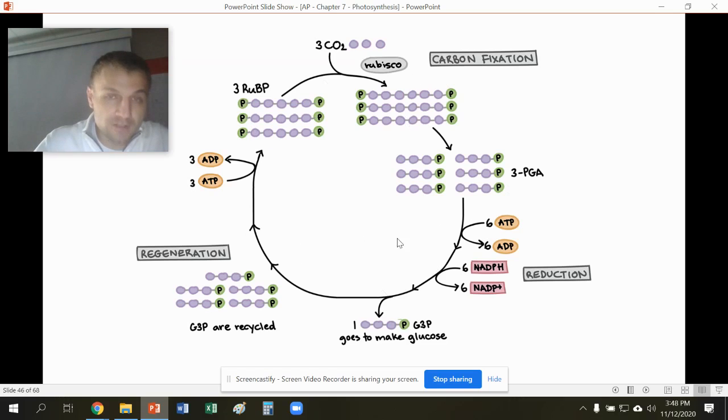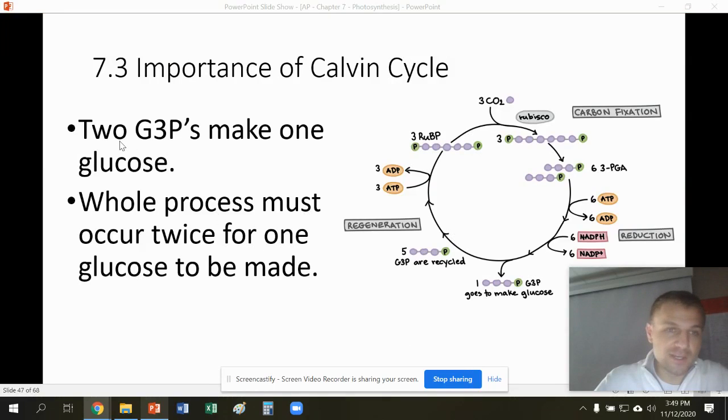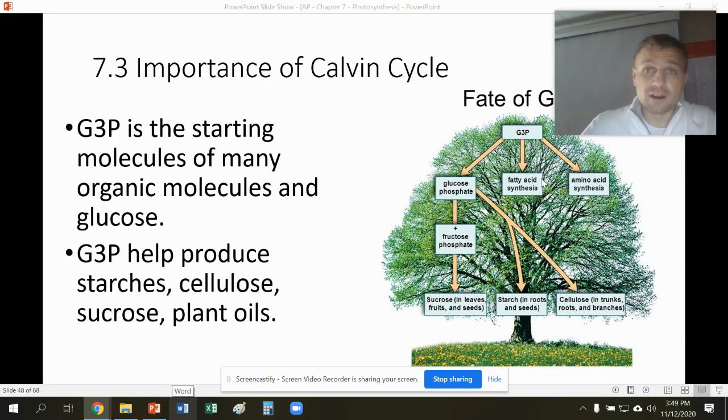So this whole process here turns twice because, again, we need 6 carbons for each glucose. We have 3 here. We need this to turn twice. This is confusing. You just got to memorize it. All right, this slide just reminds you again, you need 2 G3Ps to make 1 glucose. This whole process has to occur twice. That's it.